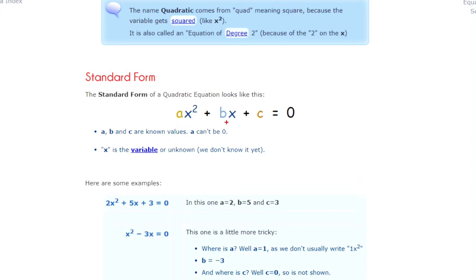ax square plus bx plus c is equal to 0, where a, b, c are known values and x is the variable. This is one example of a quadratic equation: 2x square plus 5x plus 3 is equal to 0, where a is equal to 2, b is equal to 5 and c is equal to 3.